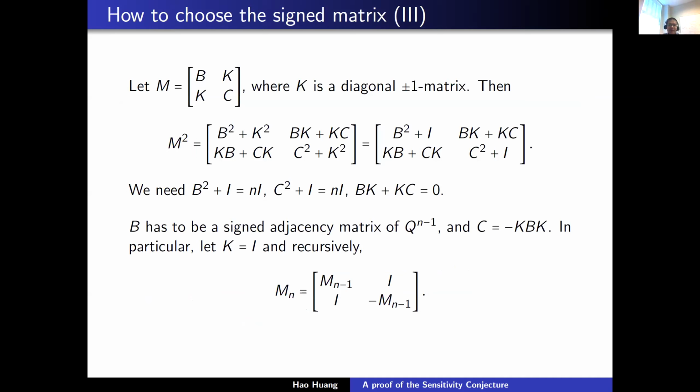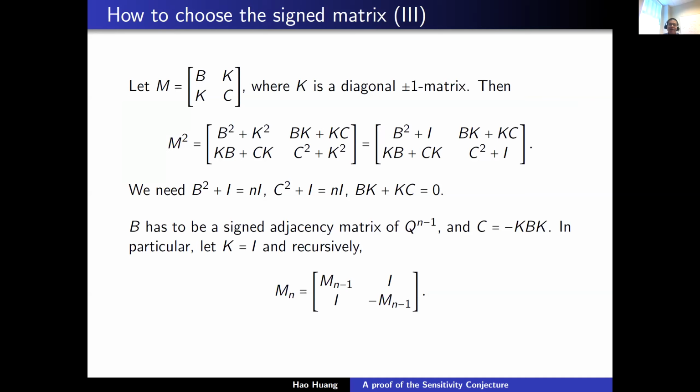So I don't want to talk too much about this, but basically you decompose this into two by two blocks. B is a signed adjacency matrix of the n minus 1 cube. C is another signed adjacency matrix of the other copy of the n minus 1 cube. And K is just a diagonal plus minus 1 matrix that corresponds to the vertical edges connecting these two subcubes. And then if you want this M squared to be equal to n times I, you need to have B squared equals n minus 1 times I, C squared equals n minus 1 times I, and BK plus KC equals 0. So in other words, you need B to be a good signing for the n minus 1 cube, and C is equal to minus K times B times K. That comes from the calculation.